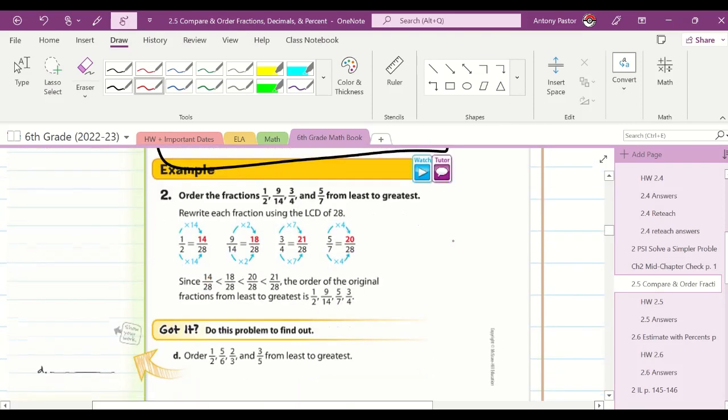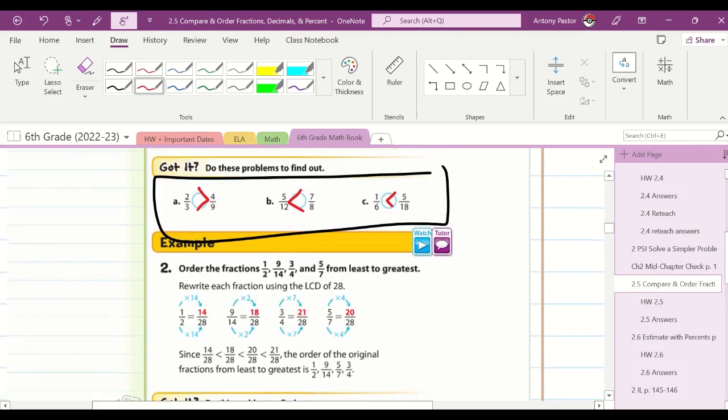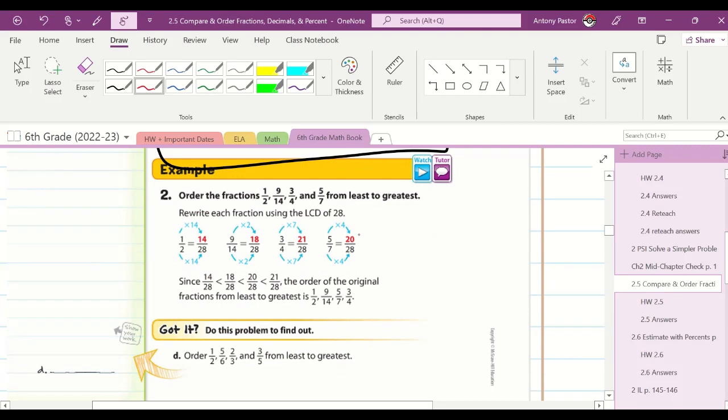Now they want us to order fractions from least to greatest. Now, in the last few examples, I erased the new fractions and went back to the original problem. We're going to be doing the exact same thing here. Even though we're going to be converting possibly all of these fractions to have the same denominator, we are actually going to be listing the original fractions from the problem in order for our answer. So, looking at 1/2, 9/14, 3/4, and 5/7.